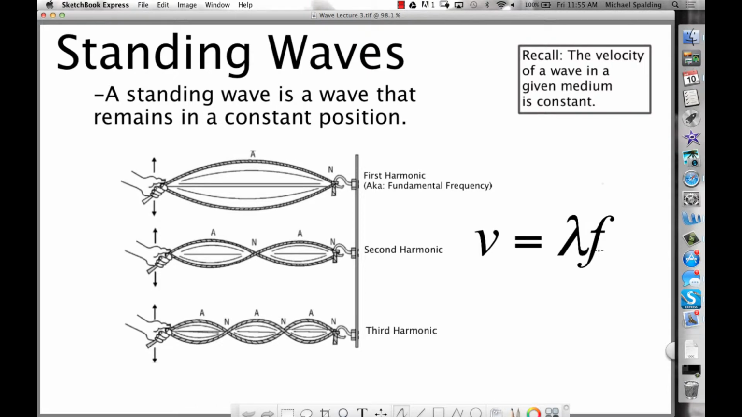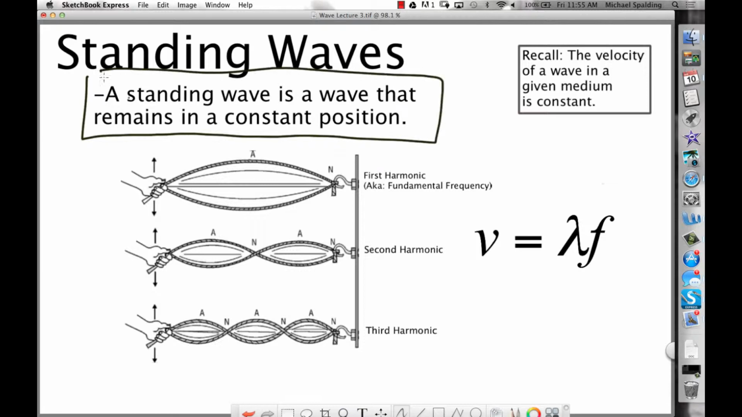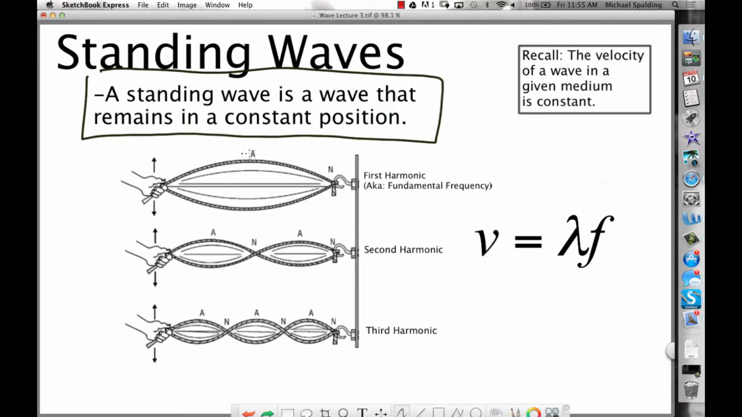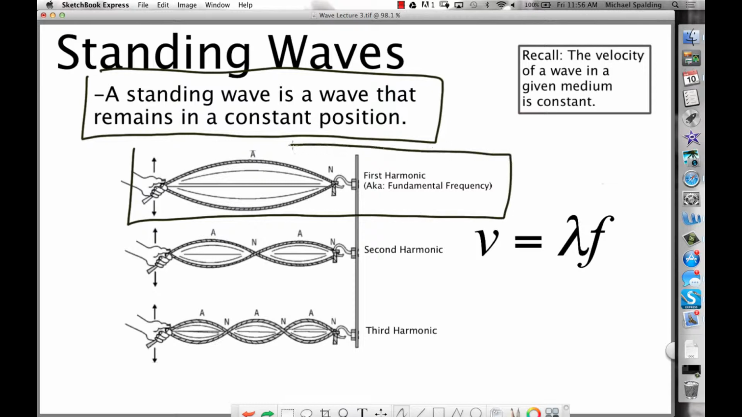All right, so this lecture is on standing waves. A standing wave is a wave that remains in a constant position. They look like this, right? These are what standing waves look like. This first possible one is referred to as the first harmonic or the fundamental frequency. Fundamental meaning basic. The first possible frequency gives a standing wave that looks like this.